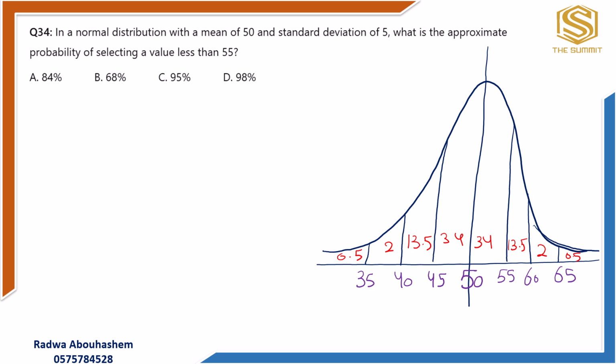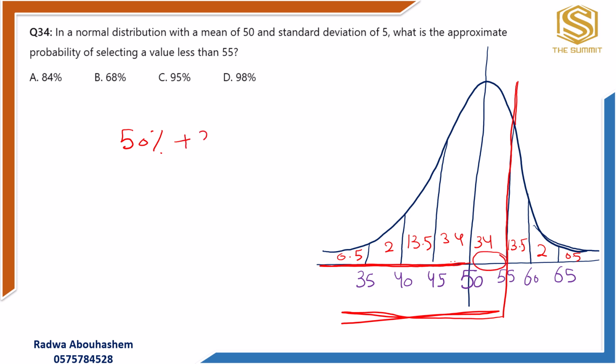So he's telling you I need the probability of selecting a value less than 55. Here's the 55. So I need to add all of this part. I know that from here to here, this is 50%. So I'm going to add 50% plus the 34% here. So it's 84%.